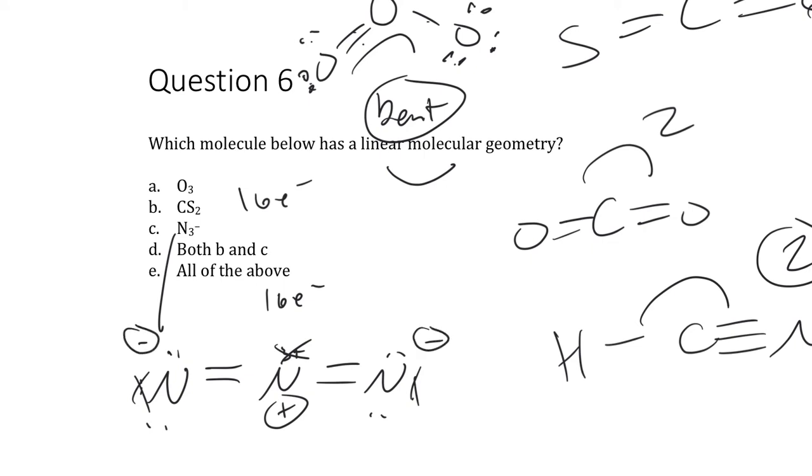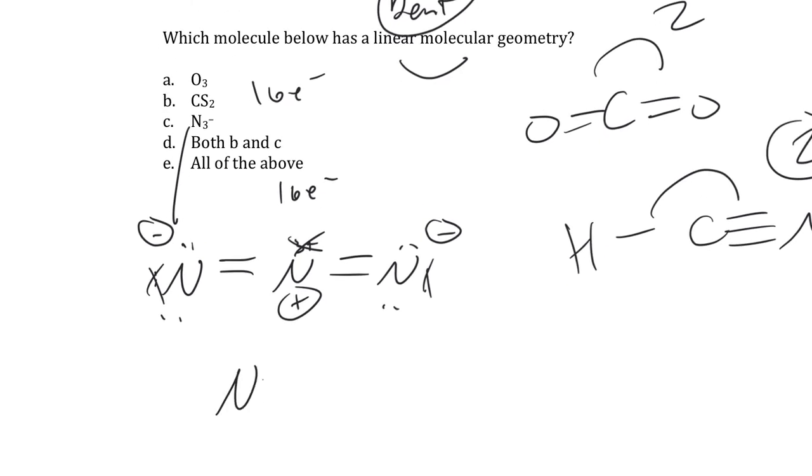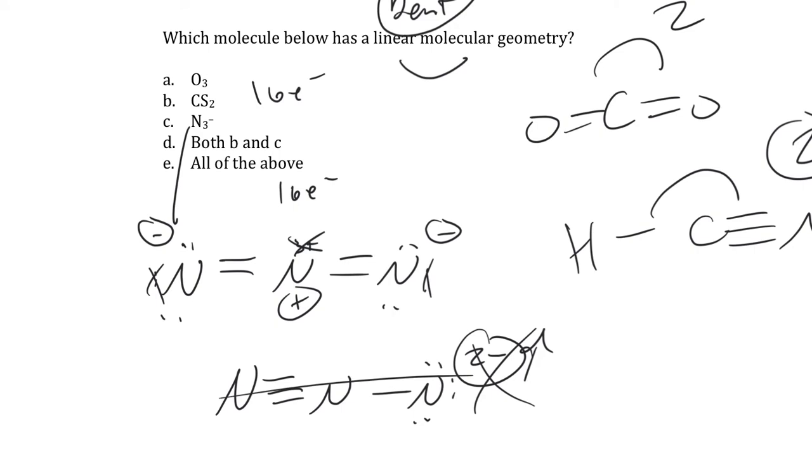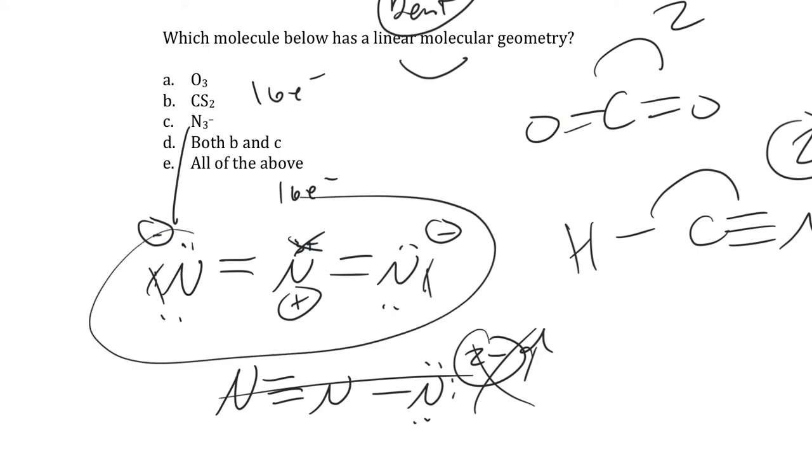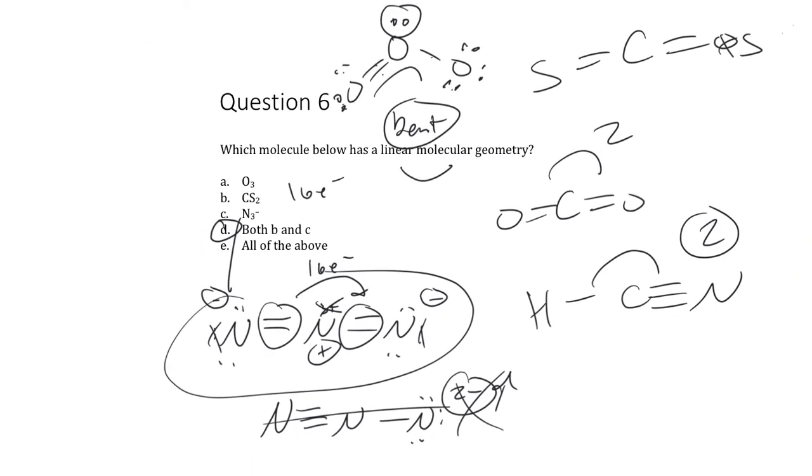And then let's call it a day because you could do perhaps N triple bond N 2 minus, but that's making this charge higher, so that doesn't seem to be good. And so this is our best Lewis structure for N3 minus. Azide ion is what this is called. And again, two domains, no other lone pairs, so this is going to be 180 degrees and also linear. So both B and C here have linear molecular geometries. Whenever you have three atoms, the question is, is it bent or is it linear? O3 is bent. The other two molecules here are linear.